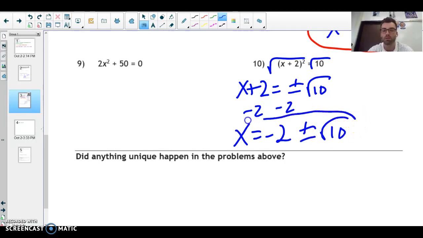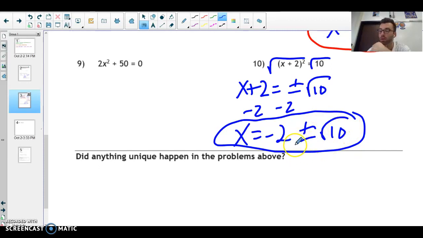If this number was not underneath a radical, let's say it was 3, I would have negative 2 plus 3 and negative 2 minus 3, and you would actually want to figure out what those answers are. So there is a possibility where you could have 2 whole numbers for your answer. But here we have the radical, so we're not going to have 2 numbers.